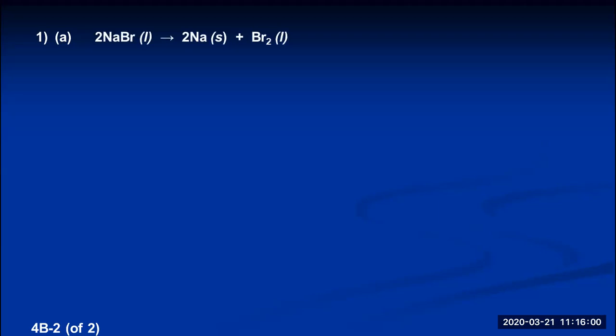To balance the equation, a 2 would need to go in front of the NaBr. To balance the sodiums, a 2 in front of the Na. It said molten sodium bromide, so the phase is liquid. Sodium in its elemental state is solid. Bromine diatomically in its elemental state is a liquid.